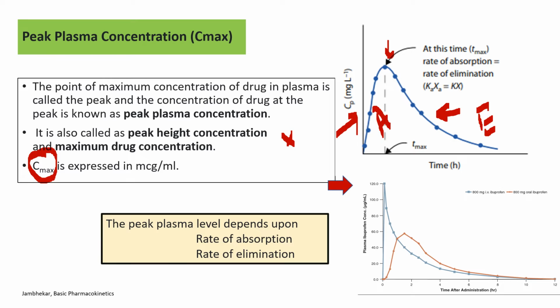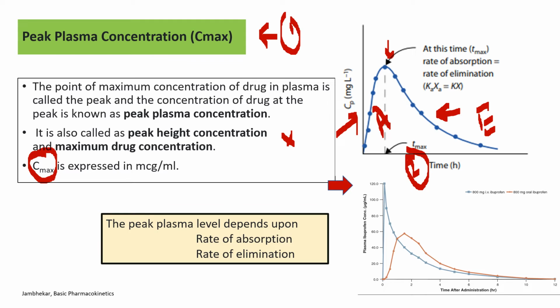Peak concentration is often related to the intensity of the pharmacological response and should ideally be above the minimum effective concentration but less than the maximum safe concentration. So this is one of the parameters you should try to remember. The most important thing you have to remember is the Cmax, the first thing, as well as the other one, which is the Tmax.